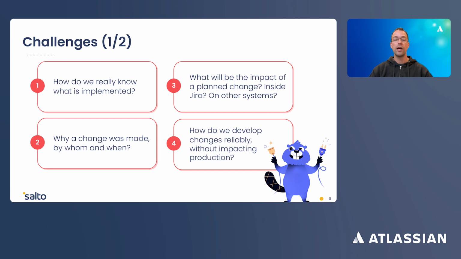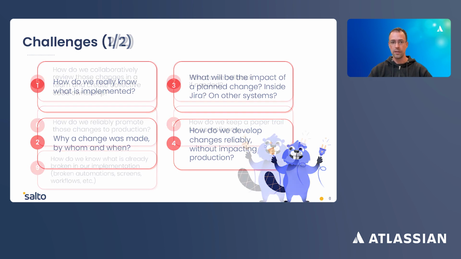How do we go and develop changes reliably without impacting production? In many cases, we'll go and do some changes directly in production, which is obviously risky. In some other cases, we would like to utilize a sandbox for doing that, but unfortunately, in too many cases, our sandboxes are not good representatives of what's going on in our production instances.